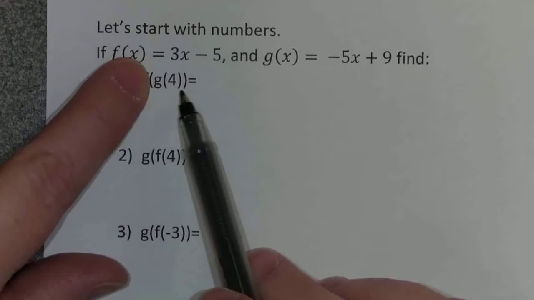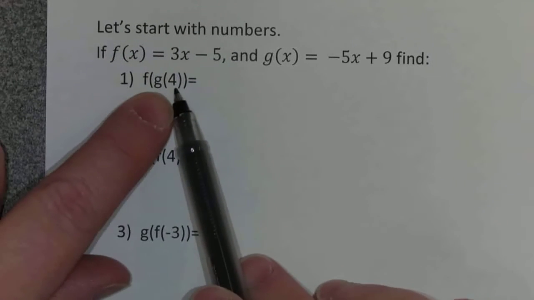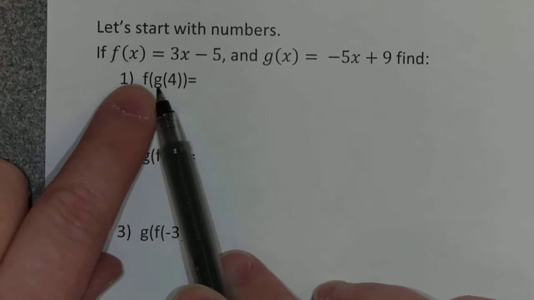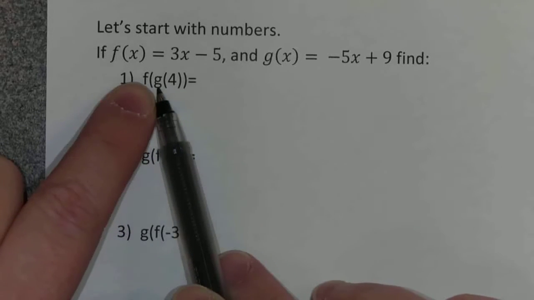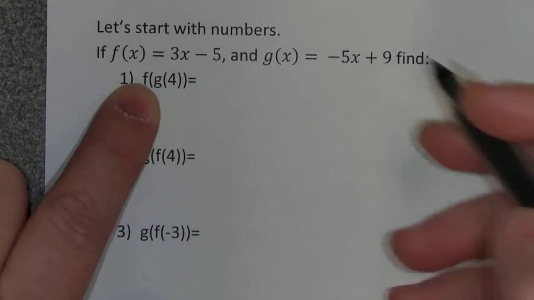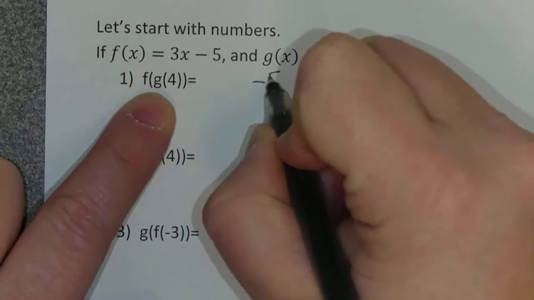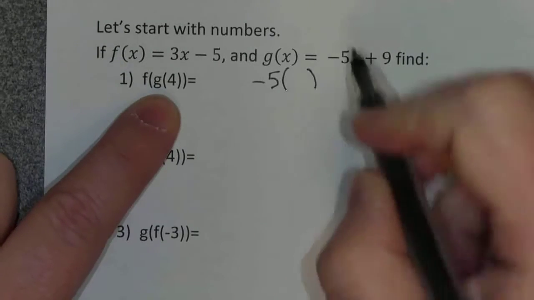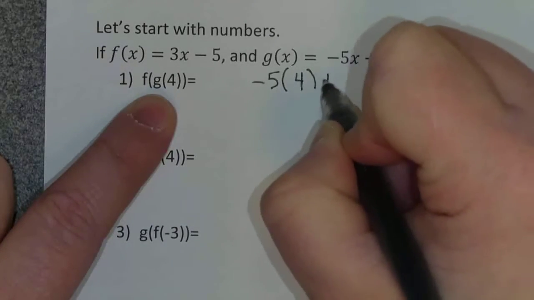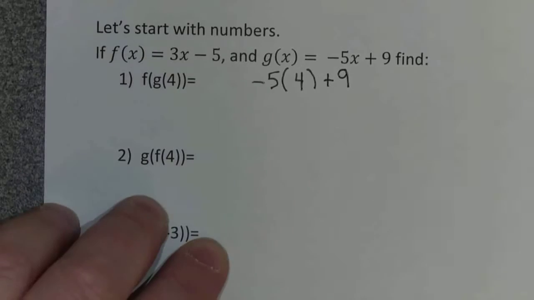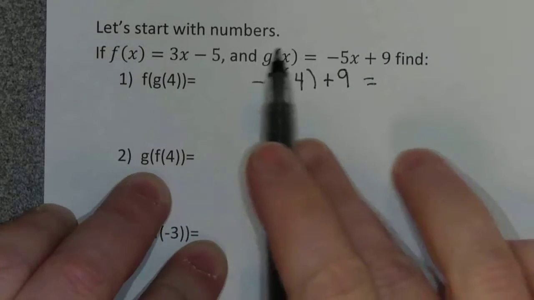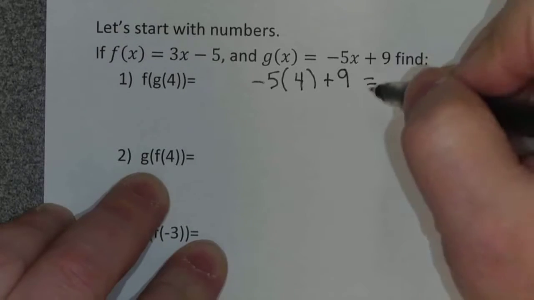What does this ask me to do if I look inside the parentheses? Put 4 into the g function. So we've done that. We're going to just substitute 4 into the g function. So I'm going to have negative 5, and instead of x, what am I putting? 4. And then plus 9. So what do I get when I do that? Negative 11, yeah, negative 11.